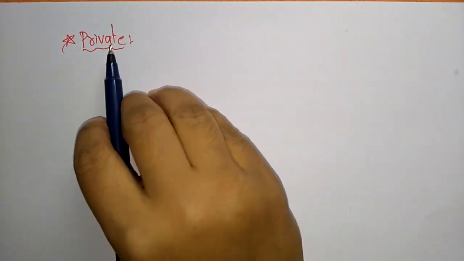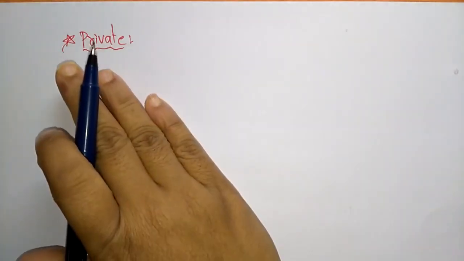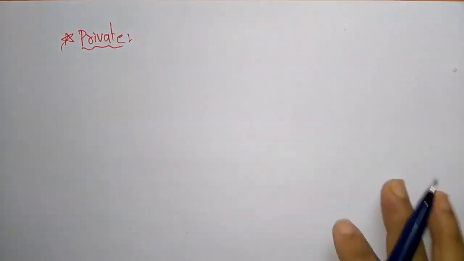So what does it mean? If a variable or a function is declared as private, it can be accessed only within the class. It cannot be accessed, or even viewed, from outside the class. So another class is not able to see that variable or function which I declared as private. Private means make it a secret.